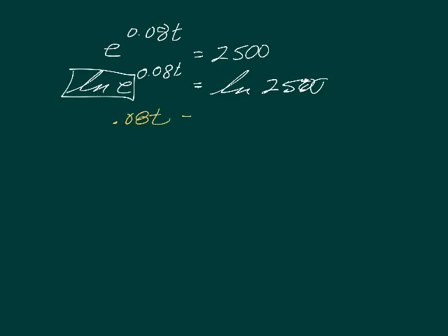t equals ln of 2500. Solve for t by dividing by 0.08. Those cancel, and I get t equals ln of 2500 over 0.08. Use your calculator, divide by 0.08, and you get 97.8 for an answer.